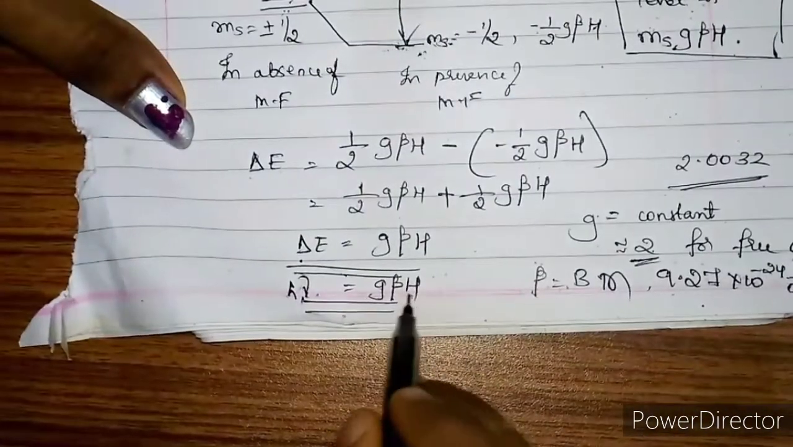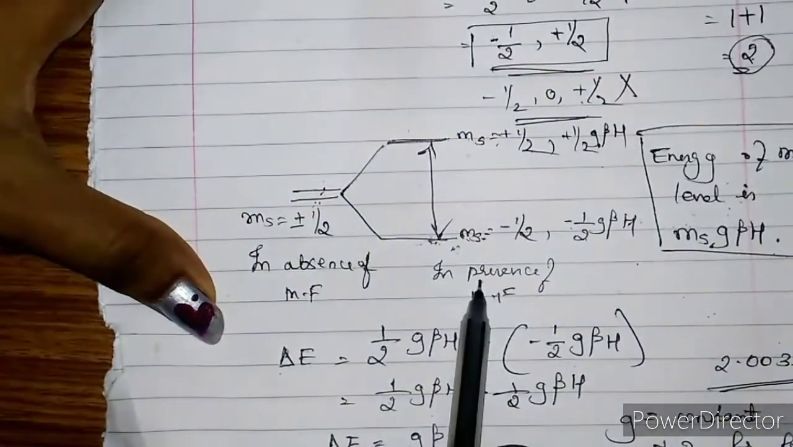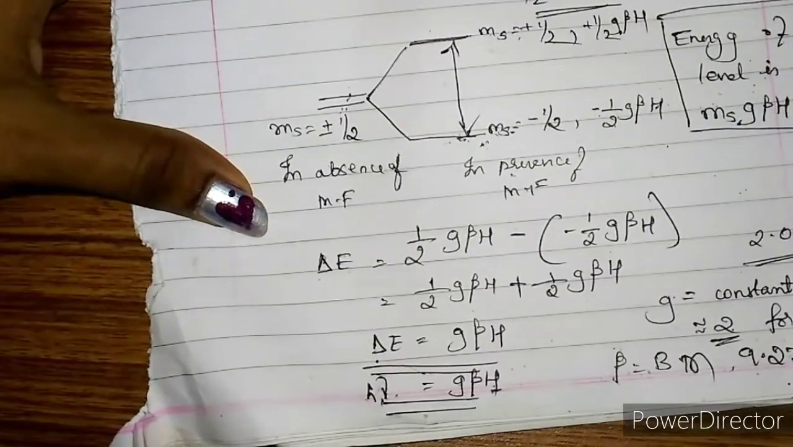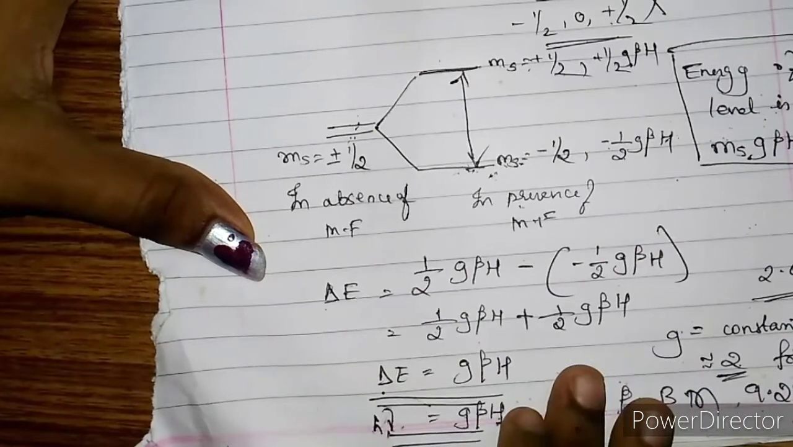And H means it is the strength of the magnetic field that you are applying. Here you are applying the magnetic field, right? So the strength of the magnetic field is represented by H. Okay, this is the principle that is used in the ESR spectroscopy.